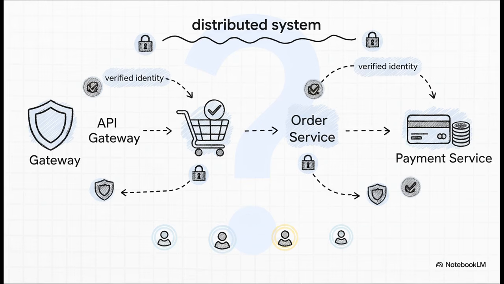Just think about it for a second. The request goes from the gateway to the orders service, which then talks to the payment service. Each one of those services needs to know, is this person allowed to do this? We can't keep asking the user to log in at every step. So how do we staple their identity to the request so it's trusted everywhere it goes?